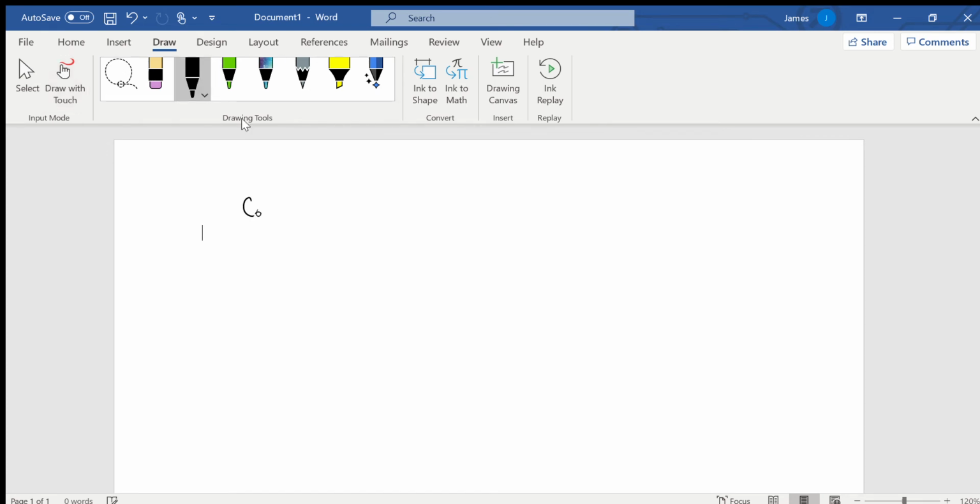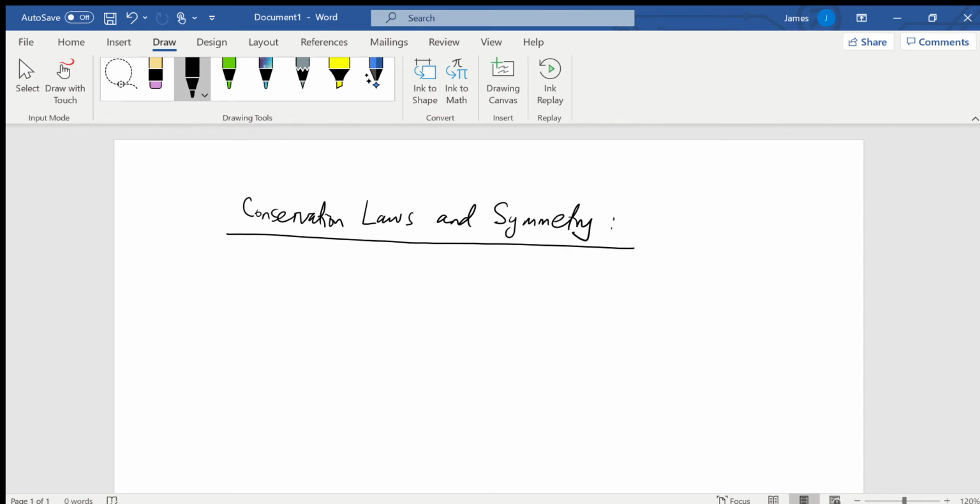So I'm going to call this conservation laws and symmetry. Conservation laws and symmetry. So let's make an opening statement.